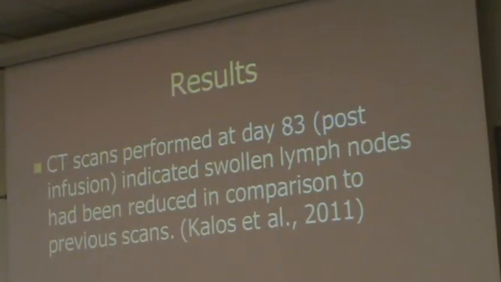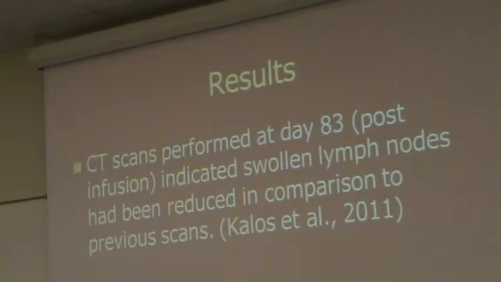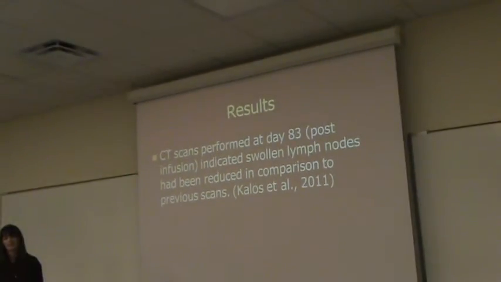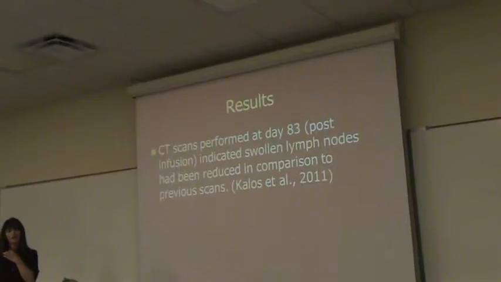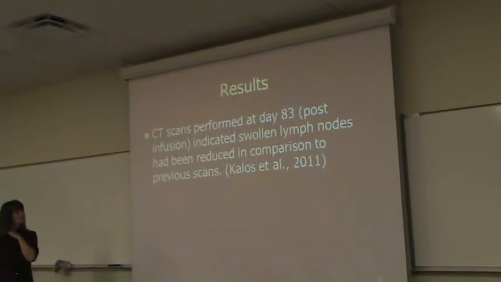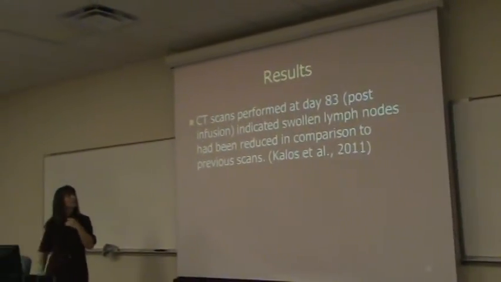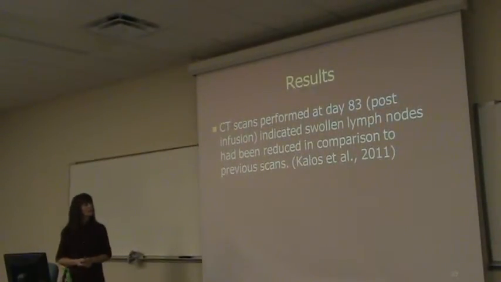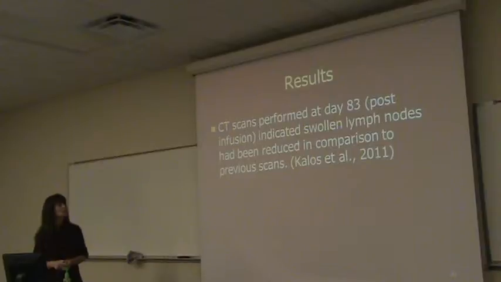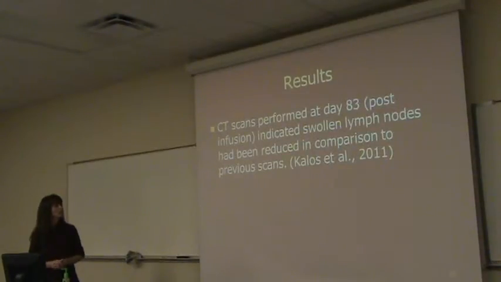They performed CT scans on the patients prior to the study, and then also at 3 months and 6 months in the study. So they had a baseline CT scan, and then 83 days after the genetically altered T cell infusion, lymph nodes that had been previously swollen had reduced in size.